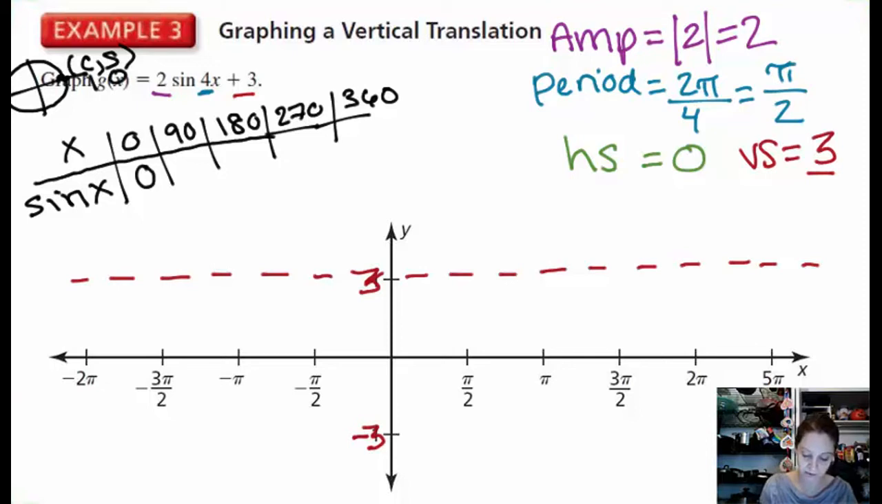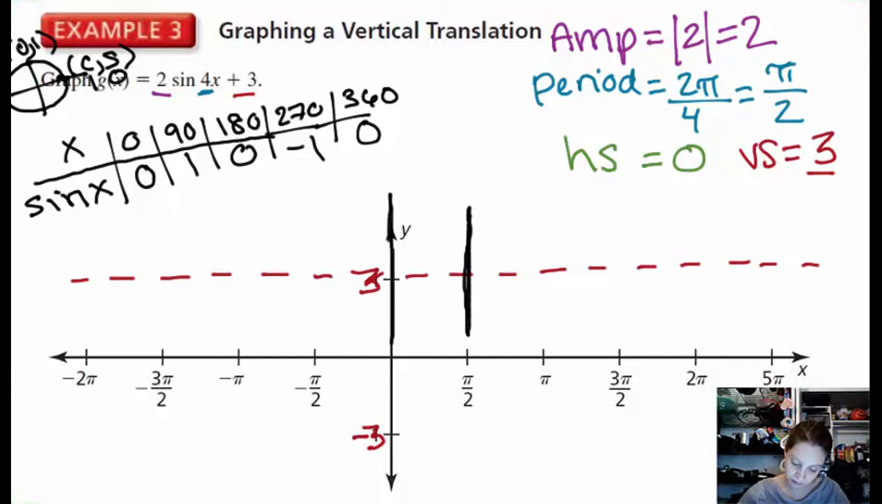So sine starts at 0, and then at 90 degrees, the y value is positive 1, and then it goes to 0, negative 1, 0. So that is a complete period of sine of x. But now my period is only pi over 2. So I need to put all of that information between x equals 0 and x equals pi over 2.